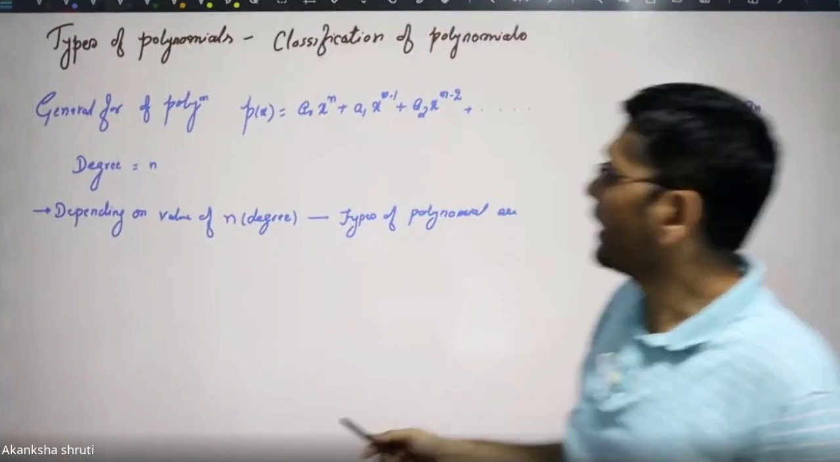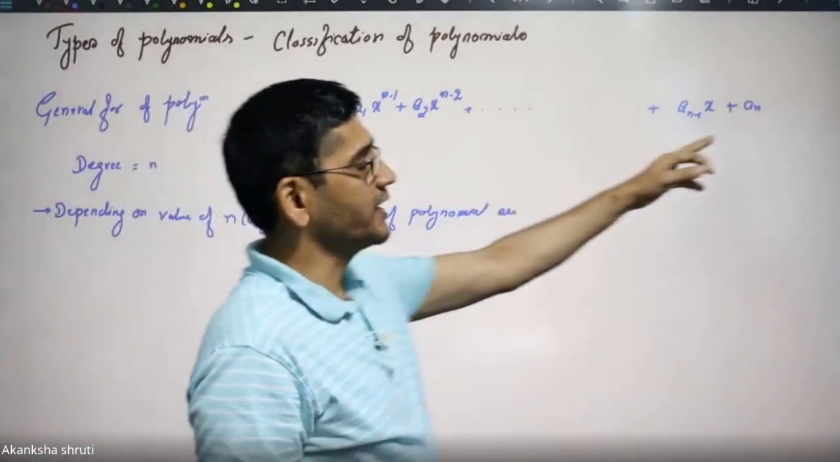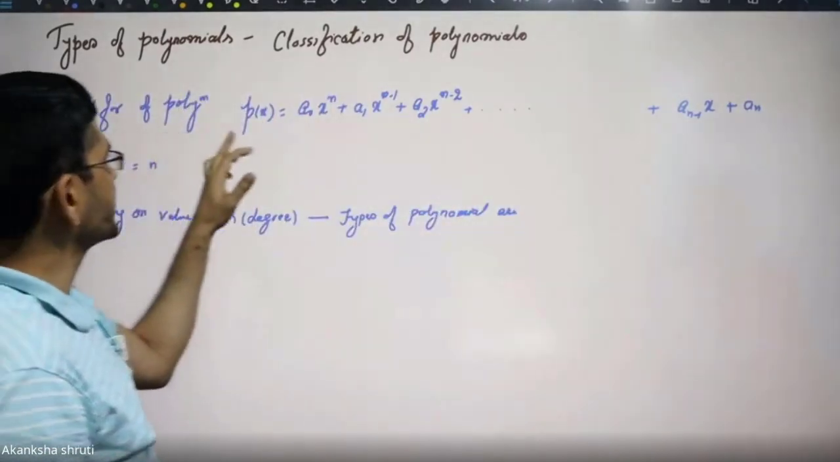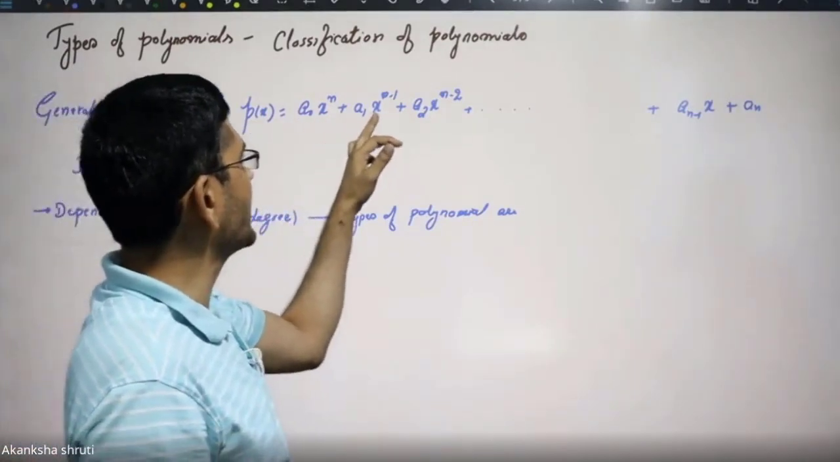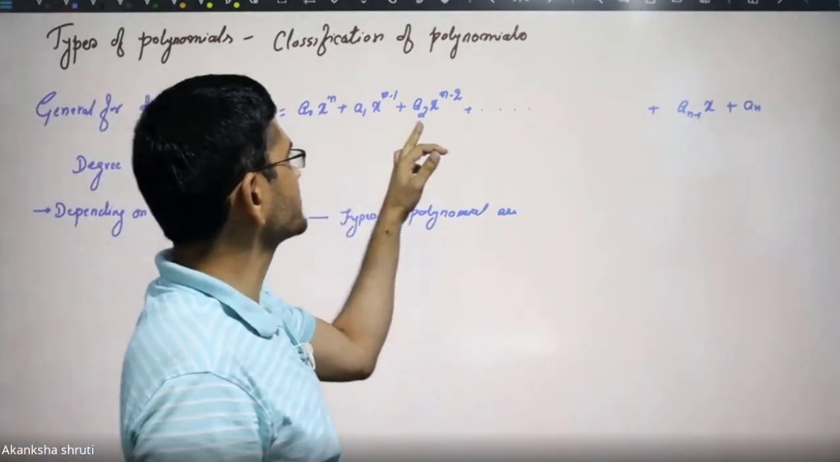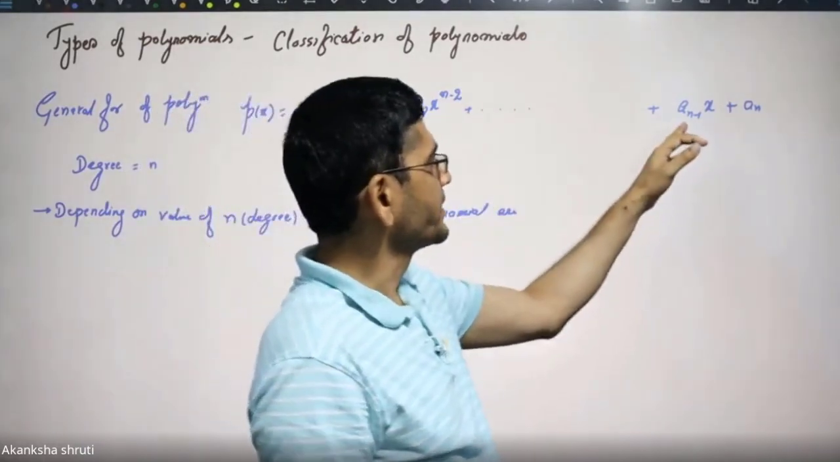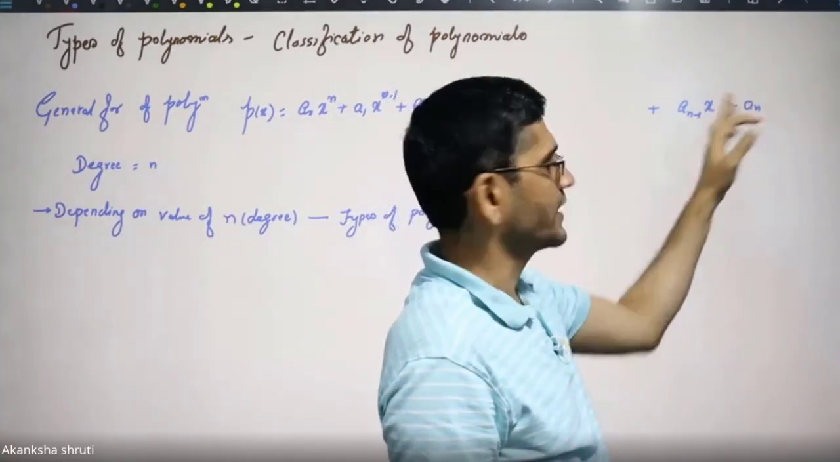So till now we have learned about the polynomial. What is a polynomial? How to identify the polynomial? The general form of polynomial is given by a0 x to the power n plus a1 x to the power n minus 1 plus a2 x to the power n minus 2, going on, going on. The second last term is an minus 1 x plus an.